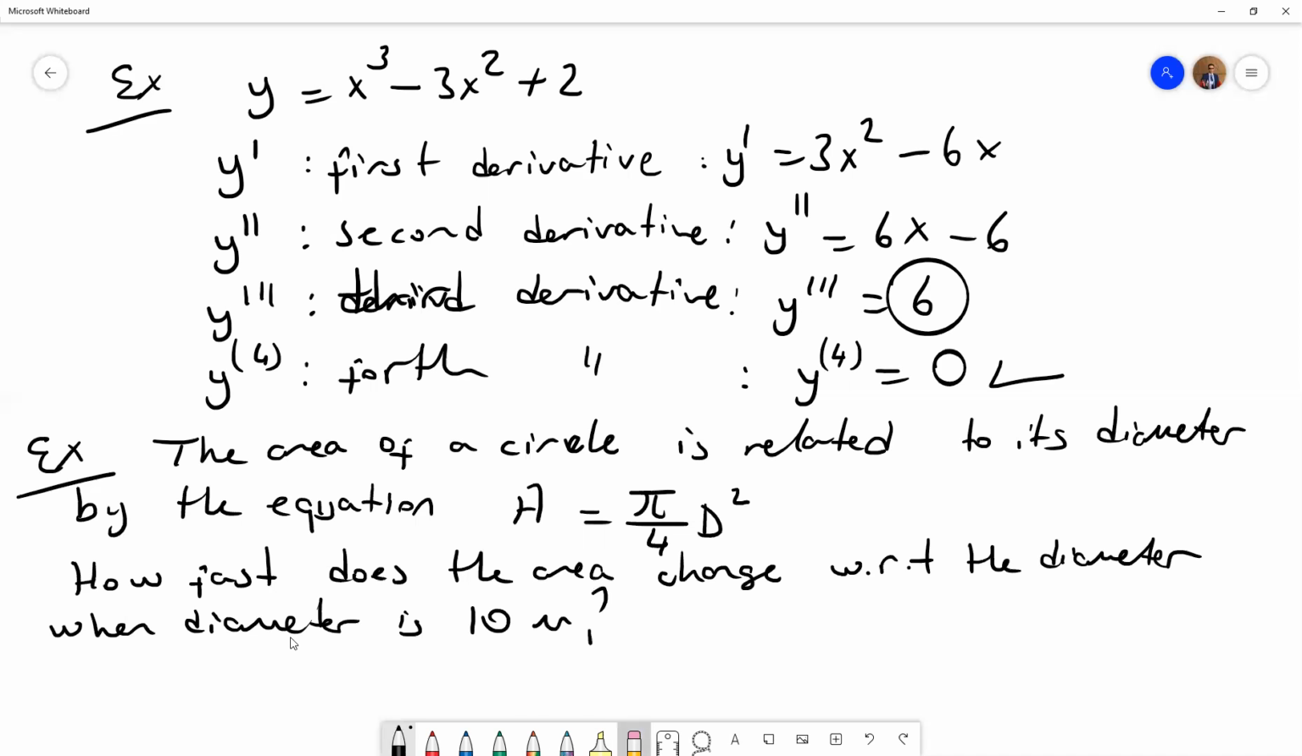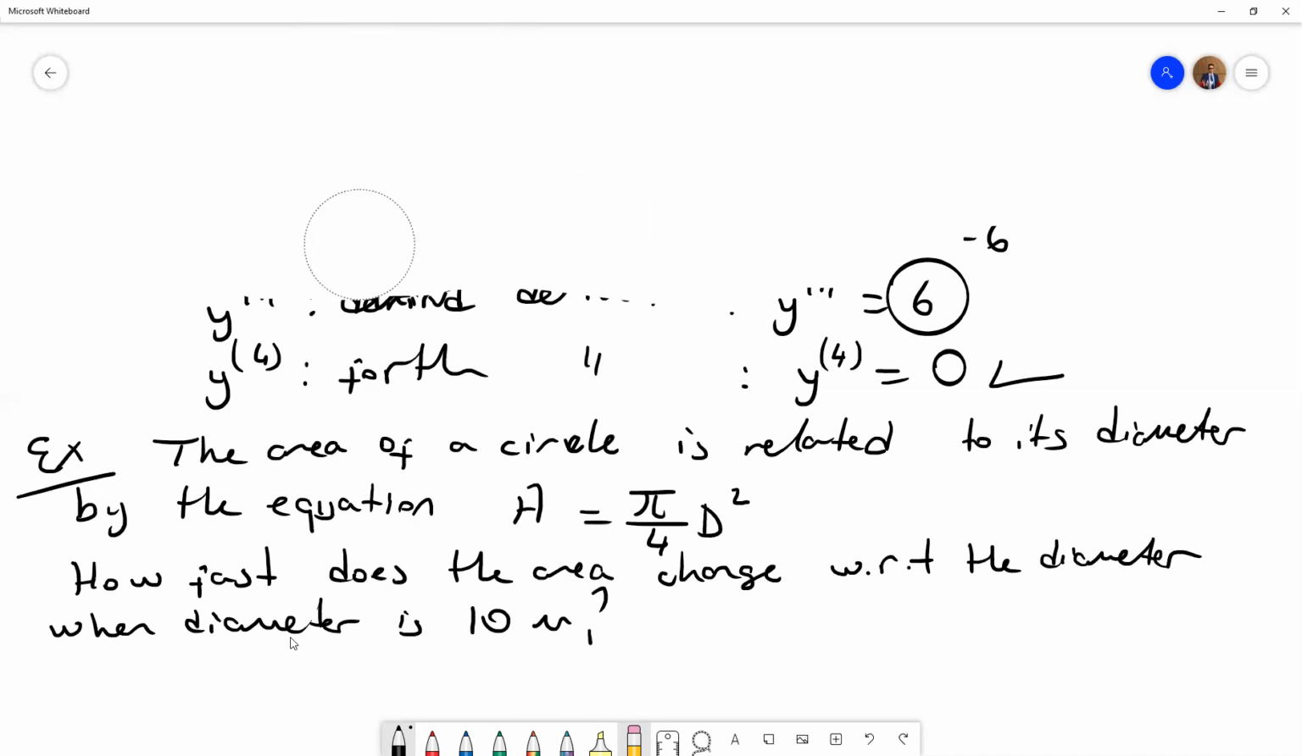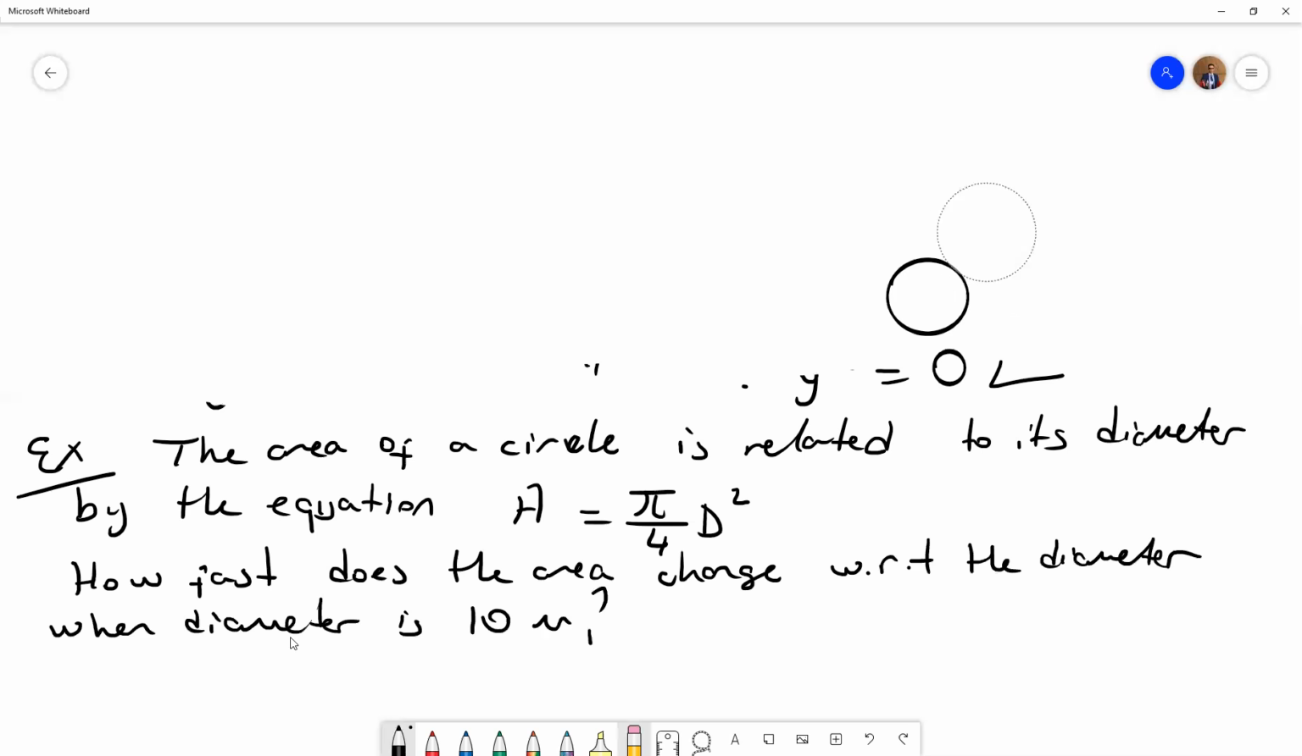So we understand from here that the question is dealing with finding the derivative of the equation of the area of the circle, and of course with respect to the diameter. And after finding the derivative, we have to put in this 10, so we will find it as a solution.